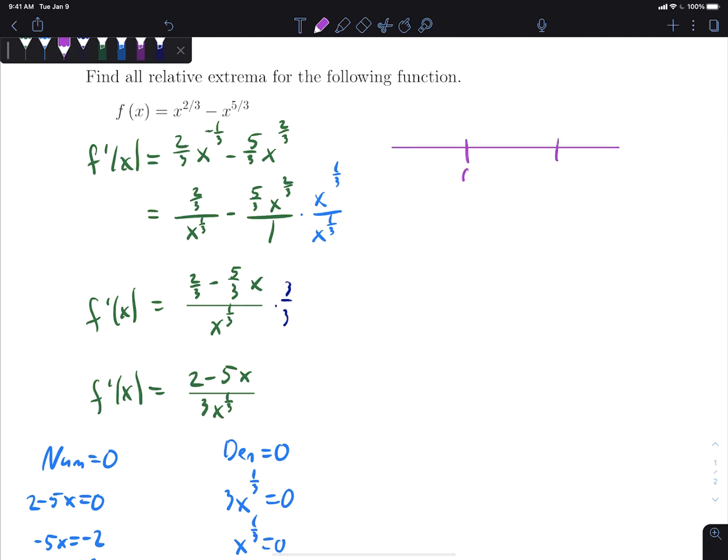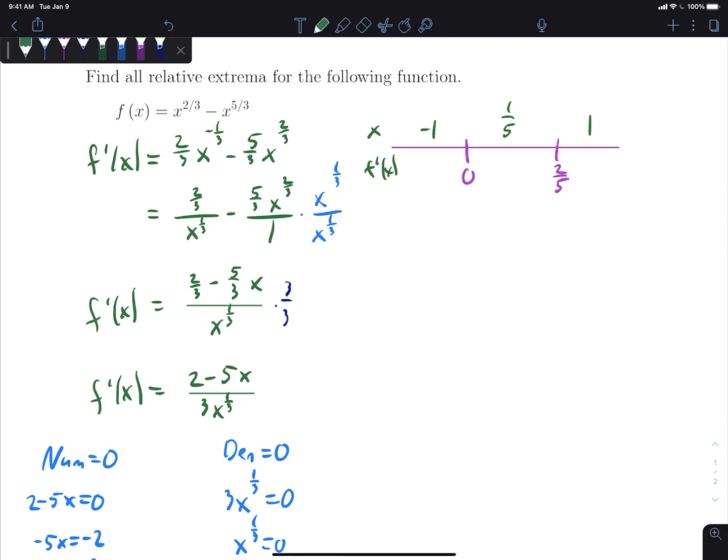So on the number line, we have 0 and we have 2/5. The next thing we want to do is choose test numbers. A number to the left of 0 would be negative 1. Between 0 and 2/5, let's just say 1/5. I know for sure that would be between. And then to the right of 2/5, let's just say 1. And we're going to plug those into f prime of x.